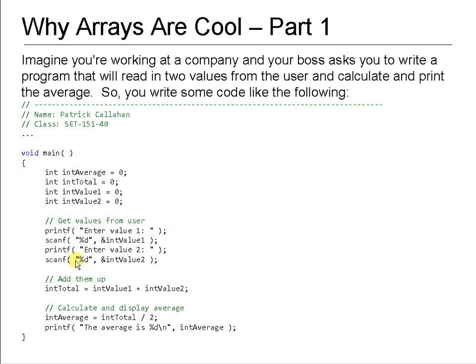Then we've got value2. Tell the user what we want, read that in, we add them together, we get the total, and then we divide the total by 2, throw that in average, and print it out. Now some students say, hey, when you want a floating point for average, yeah, we could do that, but that's not really important. That's not what I'm trying to show here.